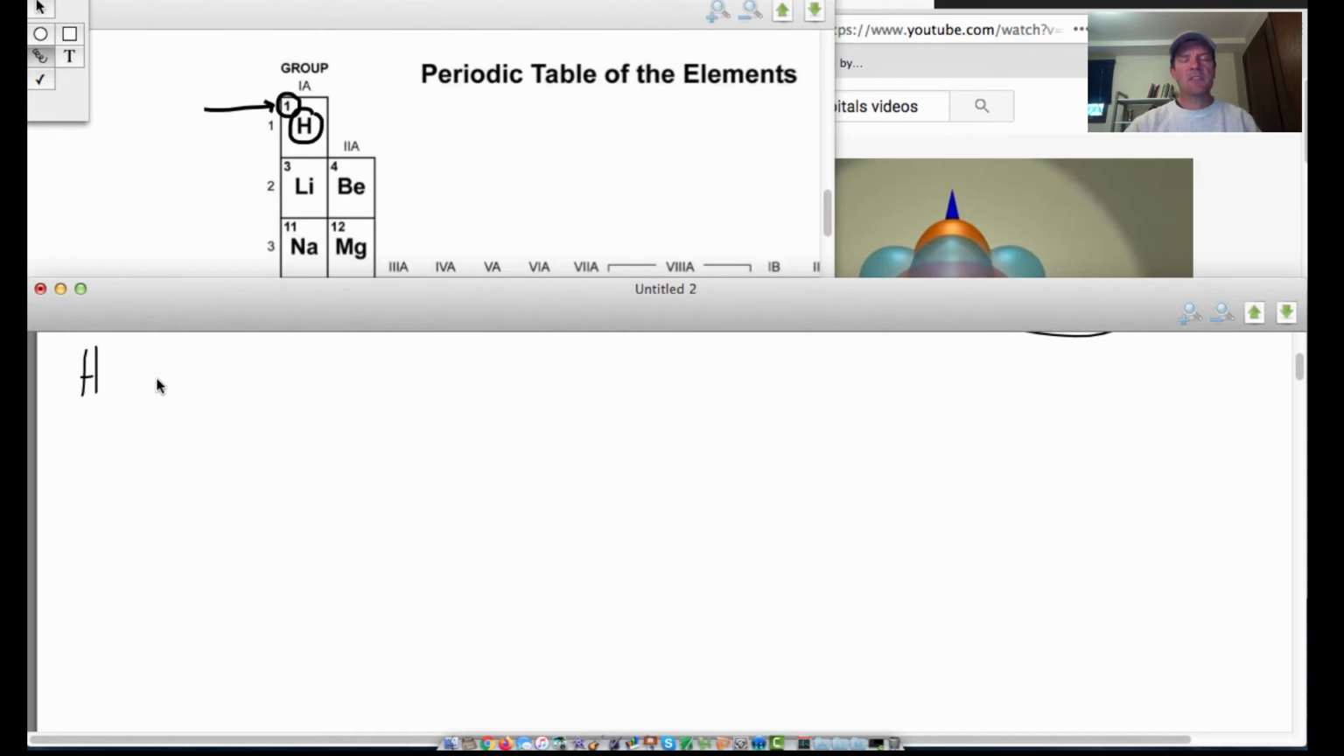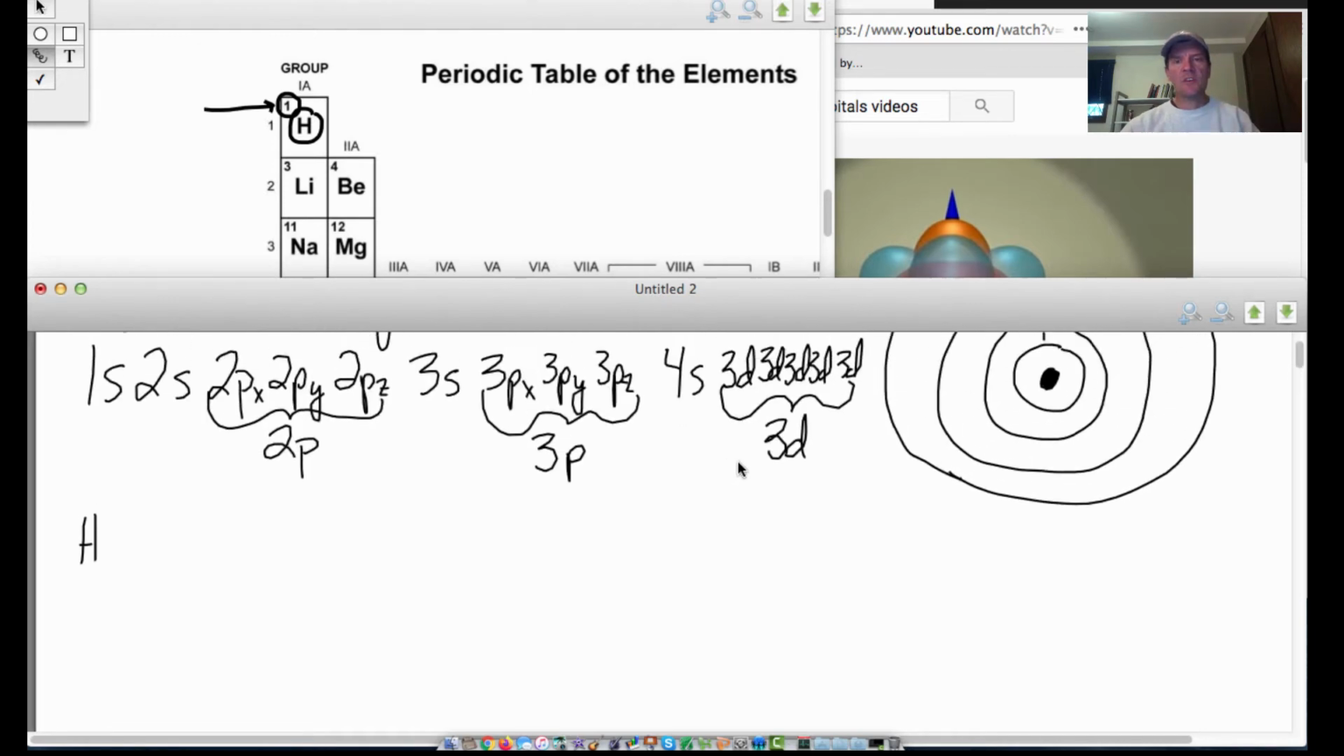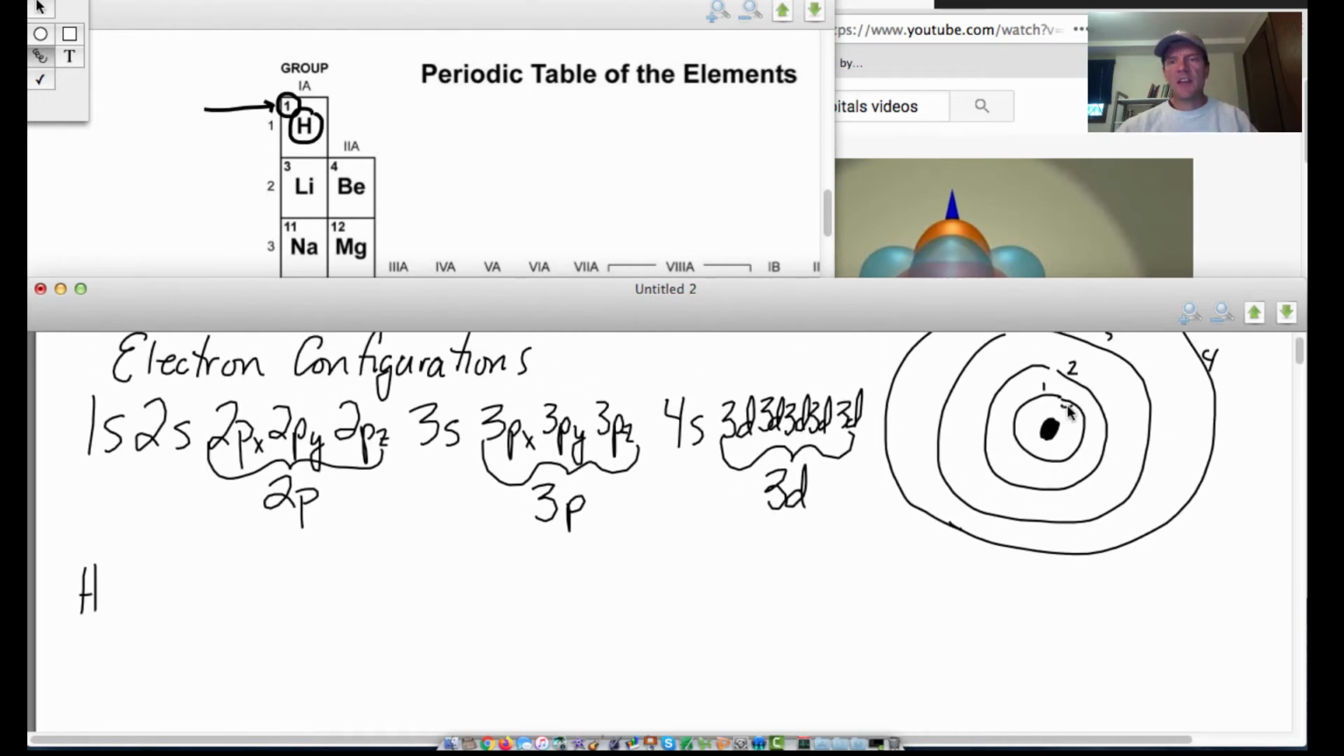Hydrogen, its electron configuration is going to be 1 electron. And where is it going to be? It's going to be in the 1st energy level, closest to the nucleus. In what shape? 1s. So its electron configuration is 1s1. The 1s, the big one, means the 1st energy level. The s means the shape. And the small superscript 1 tells you 1 electron in that orbital.